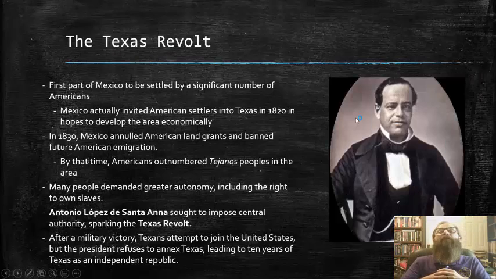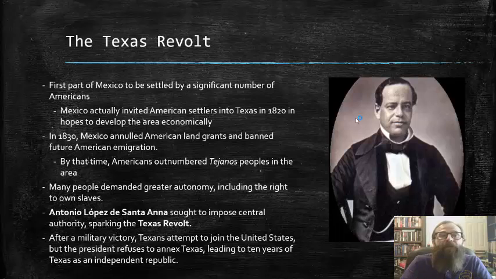Texas was actually the first part of Mexico to be settled by a significant number of Americans. The Mexican government actually invited American settlers into Texas in the 1820s in hopes of developing the area economically and strengthening its hold in the northern regions of its territories. However, as the influx of American settlers came in, the Mexican government became more and more leery of American influence in that region, and by 1830 Mexico annulled many of the land grants they had granted to those American settlers and banned future American immigration.